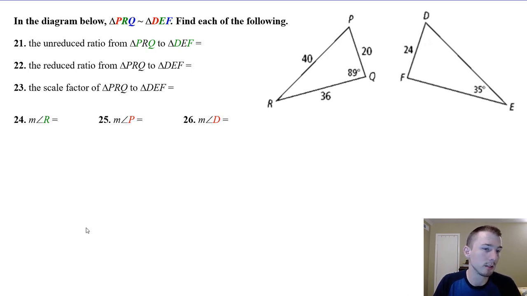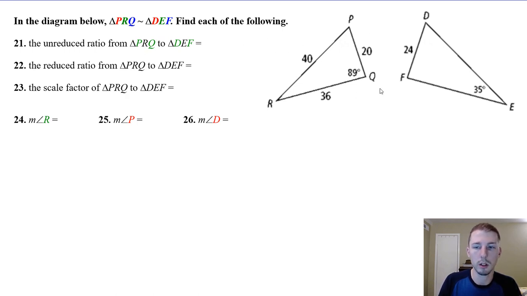All right, in the next diagram, we have our similarity statement. Now, the similarity statements are really important because if we look over here, they all look the same. I mean, these two sides are really close to each other. Which angle goes with which one? Is it rotated, flipped? We have no idea. So follow the similarity statement. Just like on that test when I tricked you guys on the first 3 problems, don't be fooled. So let's find the unreduced ratio from PRQ.